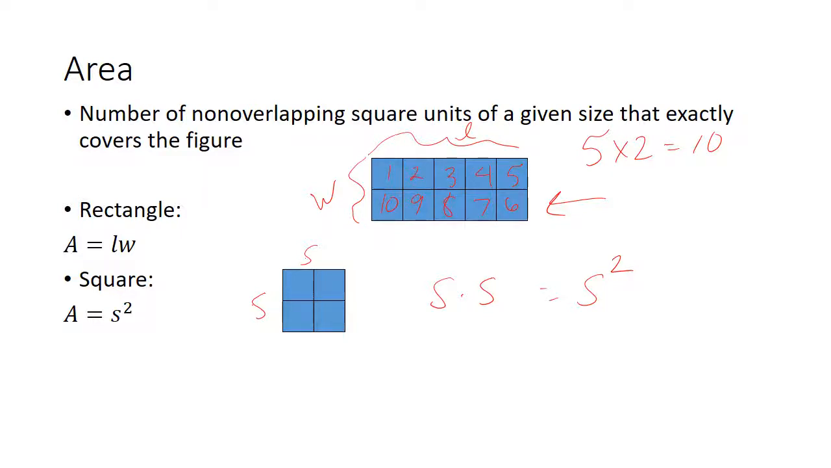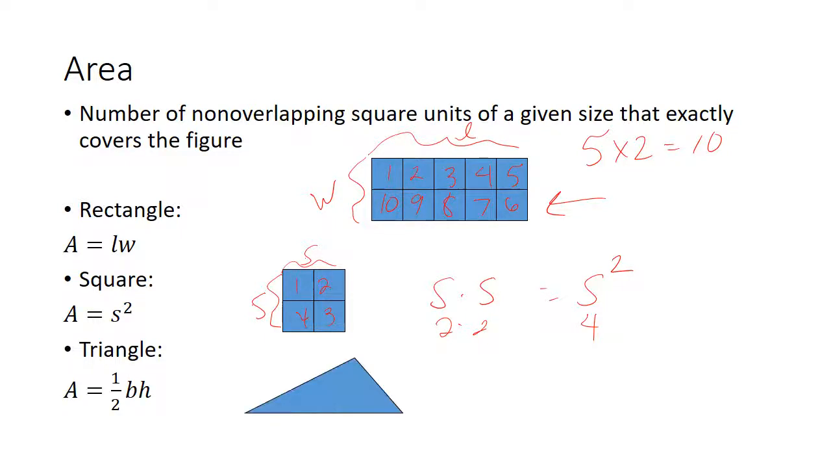So in this case, we've got 4. So it's 2 units this way and 2 units that way, because it's a square, would be 4, which is what we could count if we were counting on the inside of our diagram here. And for a triangle, we'll do 1/2 of the base times the height.